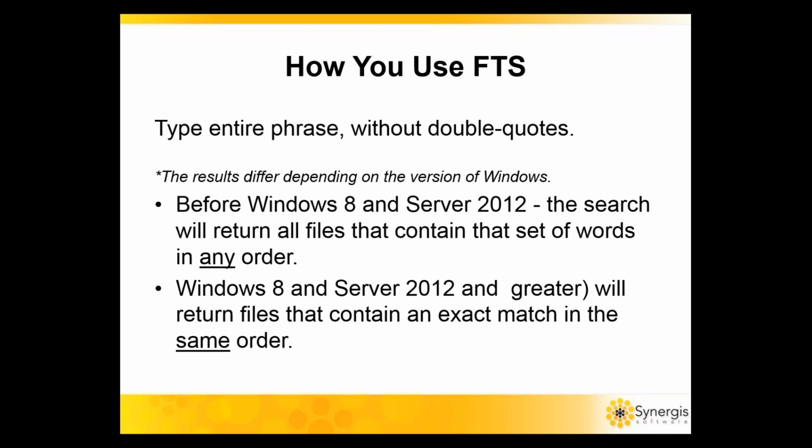So how do you use it? The idea is you type in a phrase without any kind of double quotes. And again, you saw me type in, or you're going to see me type in just a minute, a word without any kind of quotes or anything, and I find every file that has that. But the results do differ. If you're using older versions of Windows, you have to put them in quotes. So that's just something to keep in mind. If you are on an older system, it may behave a little bit differently for that.